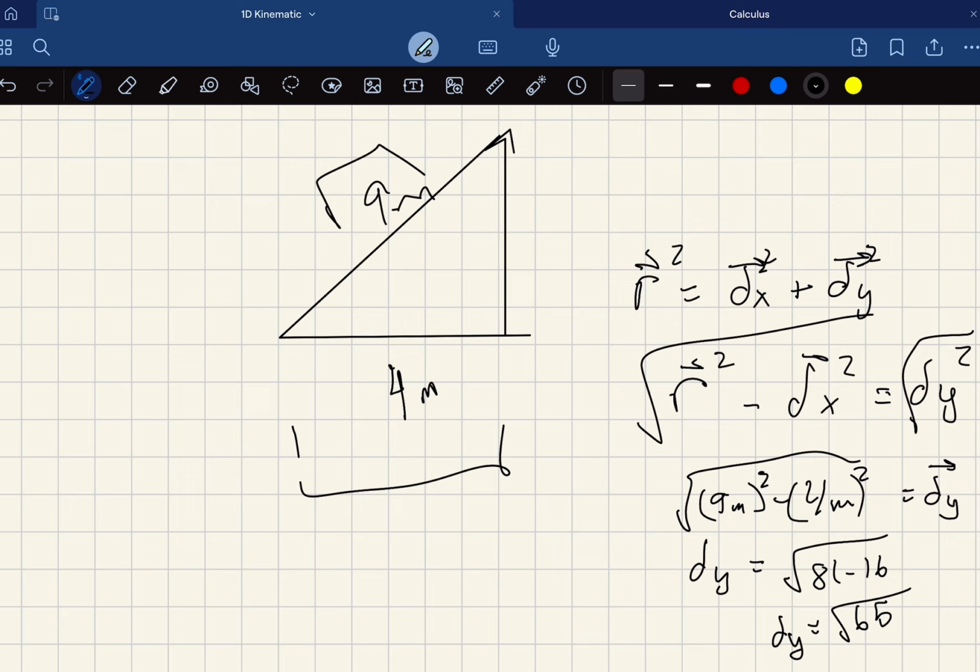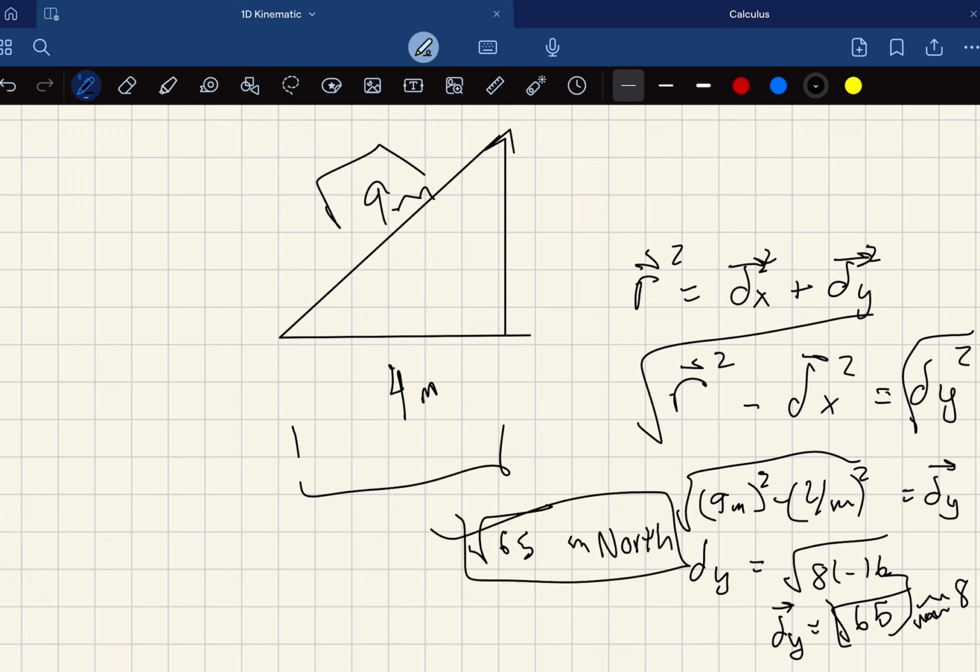Now, that's not anything, by the way. If it was 64, that'd be 8, so it's about 8, but it's not really 8. So this has the units meters on the outside of the parentheses. And then since I asked for the displacement in the y direction, you have to say radical 65 meters north. And that is our answer.